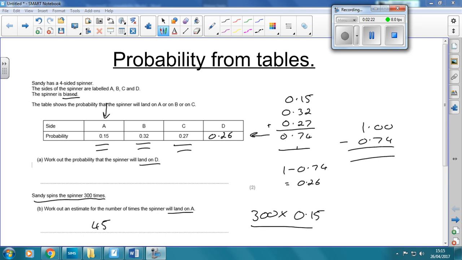If you haven't got a calculator, you've got to work this out in your head. So there's two ways of doing it. You can either do 300 times by 0.15, which is multiplying with decimals, or you know that 0.15 is 15%. So we've got to do 15% of 300. So 10% equals 30, 5% equals 15, so 15% equals 45. And that gives us the same answer as if you had a calculator.